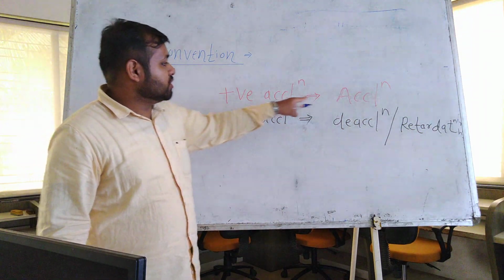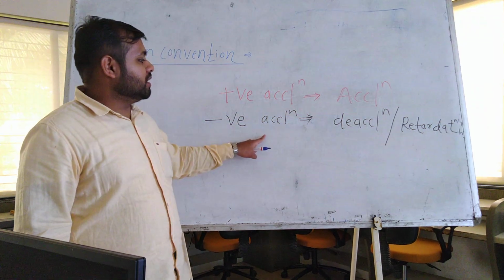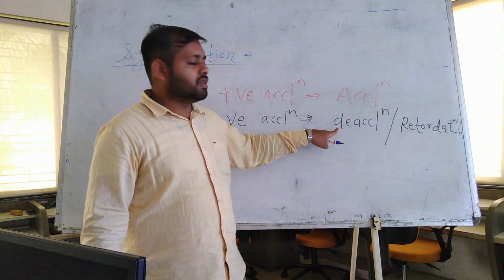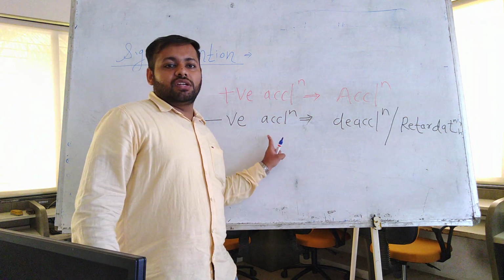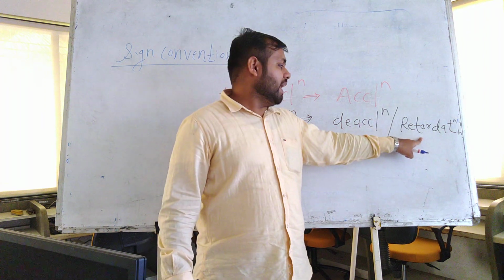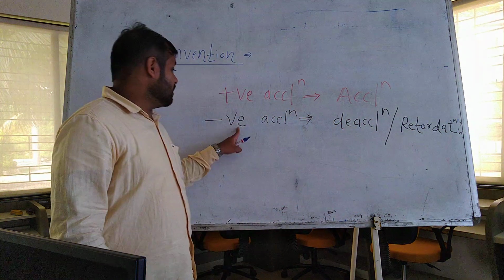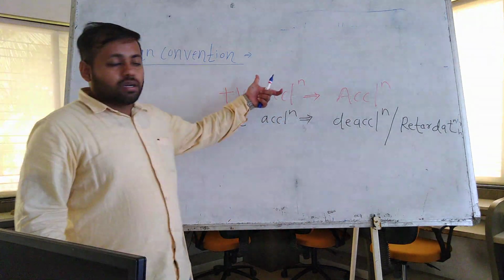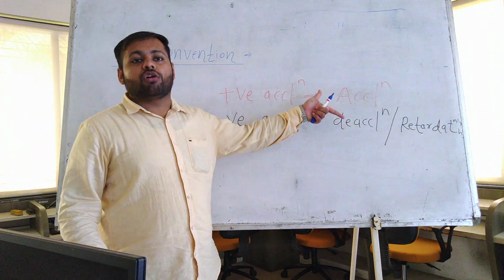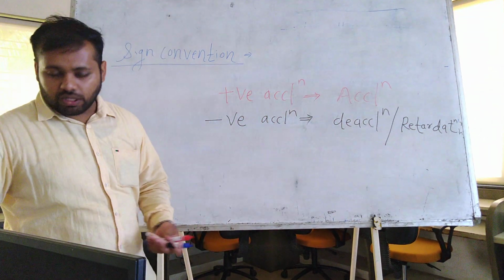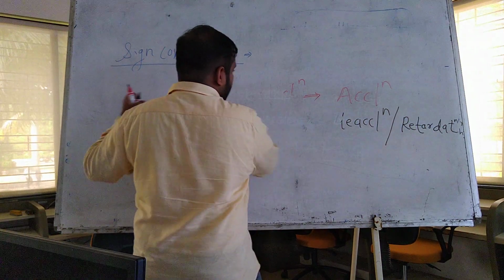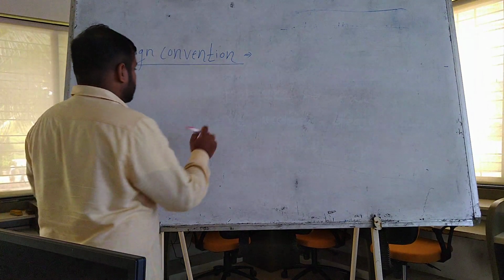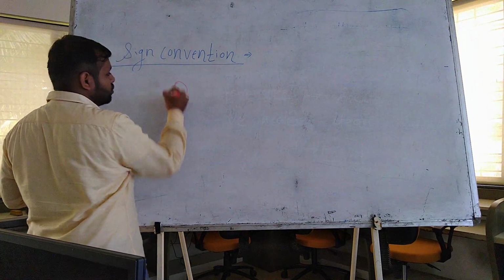So positive acceleration is simply known as acceleration, while negative acceleration is also known as deceleration or retardation. In the problem they may say that there is deceleration, it means that acceleration is negative. In the problem they may say that there is retardation, it means that there is negative acceleration. The meaning remains the same. So these are the things associated with acceleration. Now we will take an example. So here I am going to draw two cases.